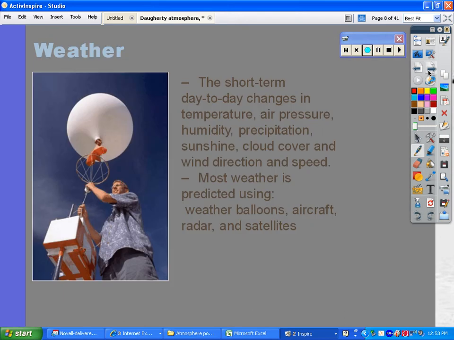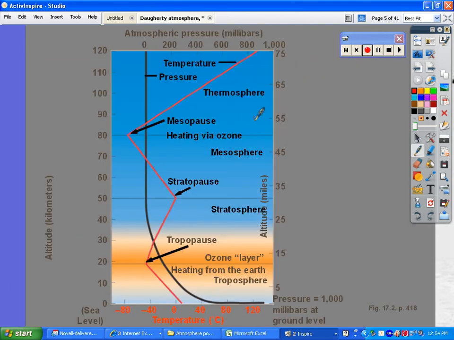Okay, and then let's go back to this diagram actually. So this one's really important because it shows us all the different layers and it shows us what happens to the temperature and the pressure as we go up to the different layers. So this bottom layer is the troposphere.